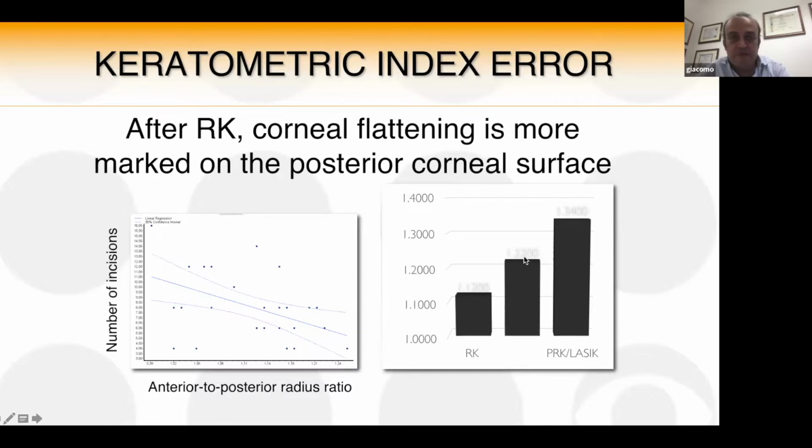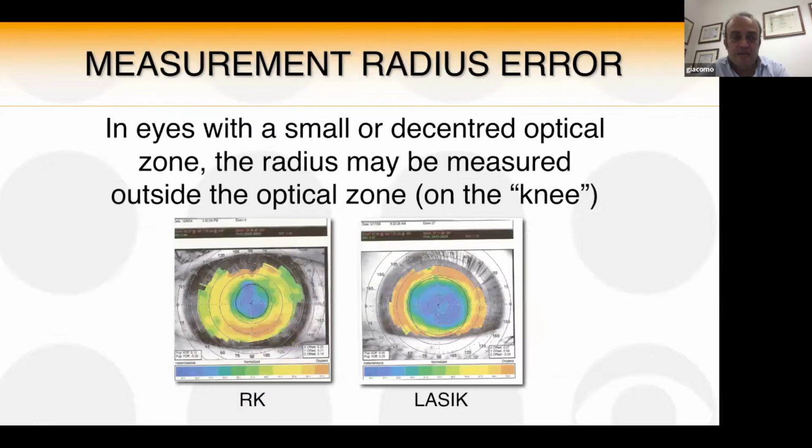This is the large majority of eyes. If you take a look at myopic PRK, the mean ratio is 1.34, and it goes down to 1.12 in radial keratotomy. So the keratometric index error happens after any corneal refractive surgery, and is the first one.